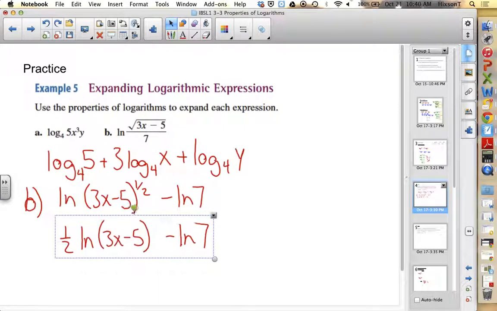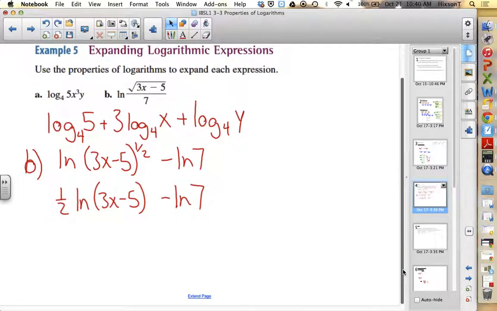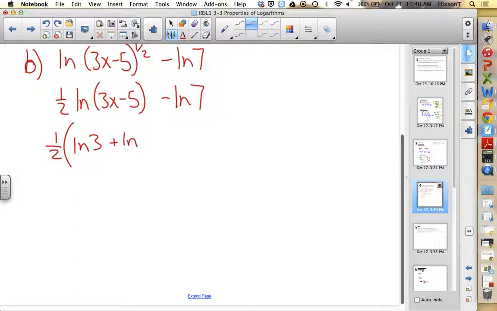Oh, because it's square root of half. Okay, you could take it that far. The best you could do beyond that would maybe be to factor out a 3. If you really wanted to expand it more, you could do 1/2 times the natural log of 3 plus the natural log of x minus 5/3 minus the natural log of 7.